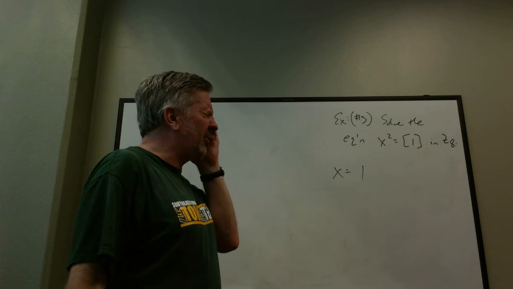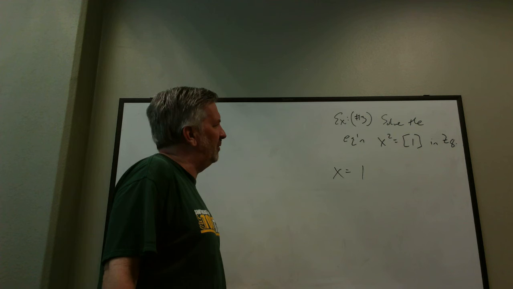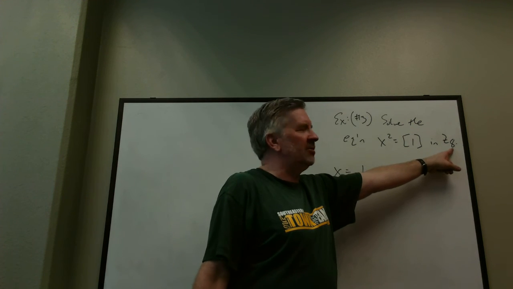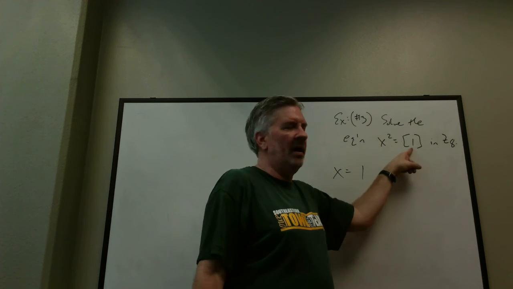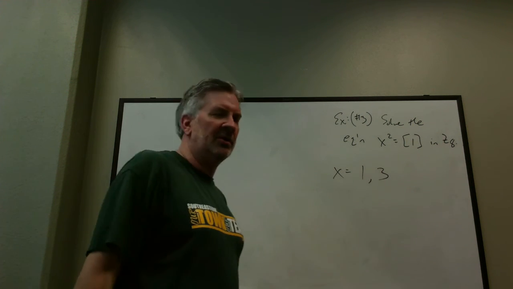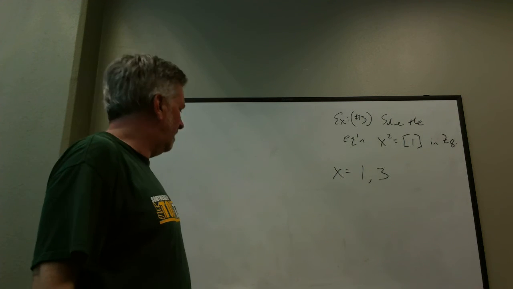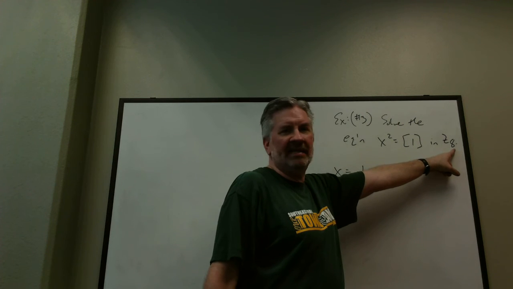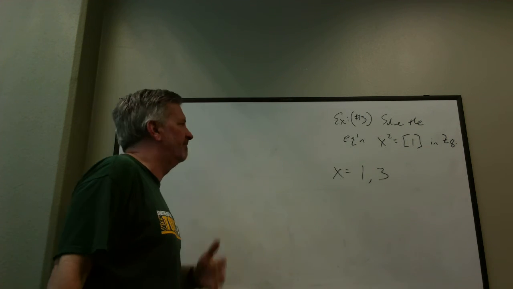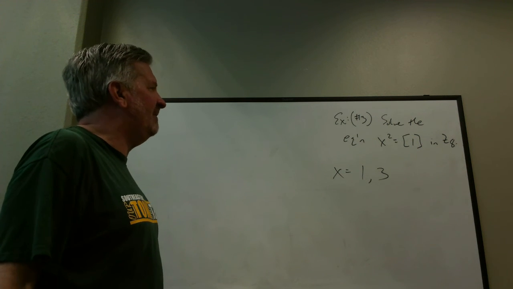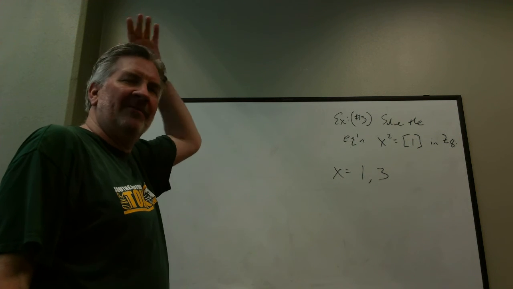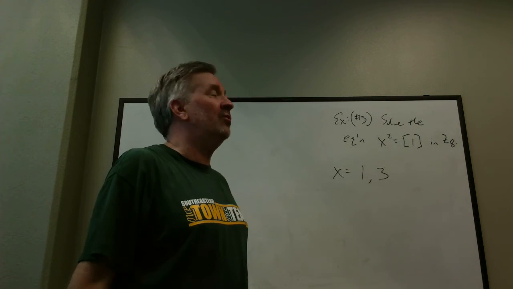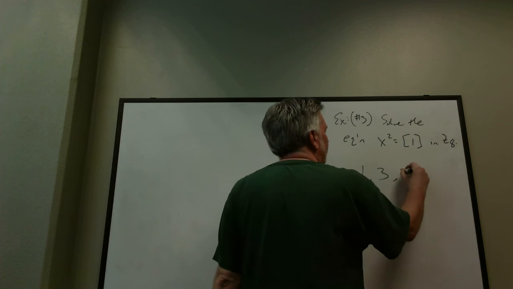Okay, what about 3? The class of 3 times the class of 3 is the class of 9. But what's 9 mod 8? What's the remainder when you divide 9 by 8? 1. So the class of 3 is also a solution. 4, the class of 4 squared, that's the class of 16. The class of 16 is the class of 0, because it's a multiple of 8. That was 4. 5, the class of 5 squared is the class of 25. And the remainder when you divide 25 by 8 is 1. So the class of 5 squared is the class of 1.